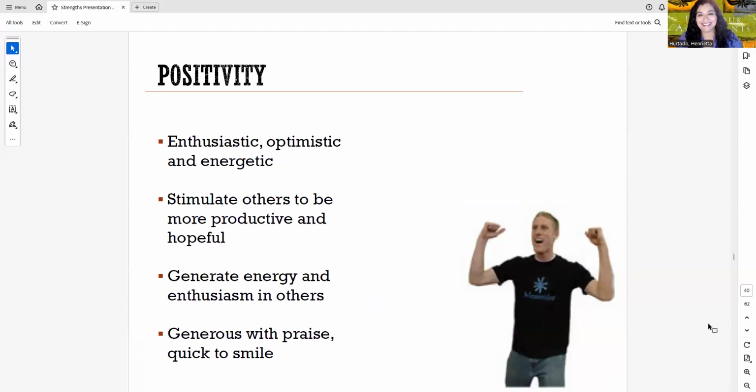Positivity. If positivity is one of your strengths or your themes, you are enthusiastic, optimistic, and energetic. You stimulate others to be more productive and hopeful. You generate energy and enthusiasm in others. You are generous with praise and you are quick to smile.